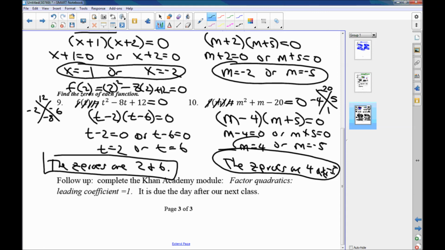All right, that concludes today's lesson. We'll practice this next time. Notice we have Khan Academy down here, factoring quadratic with leading coefficient of 1. It's due the day after our next class.